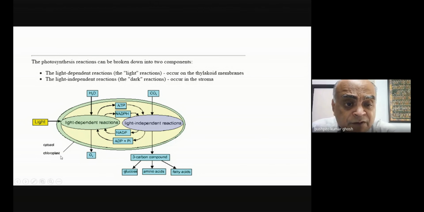Now, we will see that this light dependent part is in turn made up of two parts. They are known as photosystem 2 and photosystem 1. I'll discuss this in the subsequent slides. So it's a little more complex, and one of those photosystems is responsible for converting ADP into ATP, and the other one is responsible for converting NADP into NADPH.